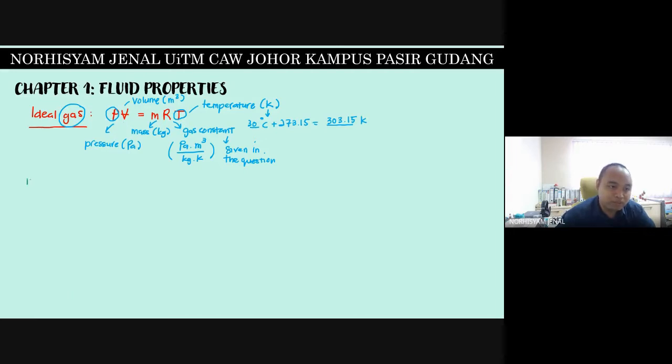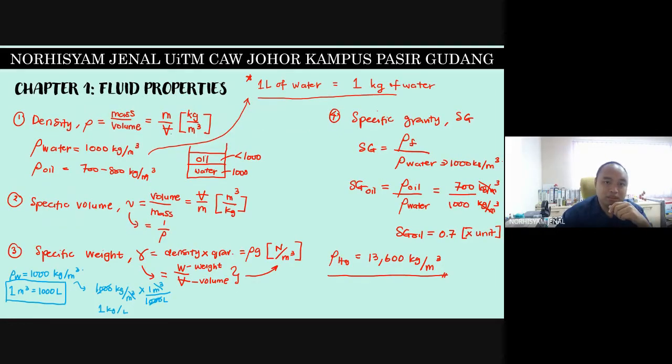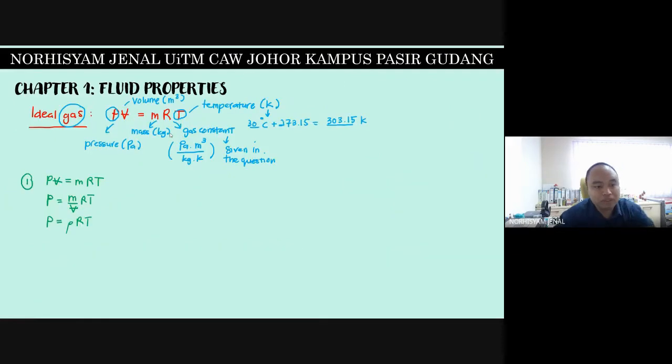Number one, if you have an ideal gas, for example PV equals mRT. If you rearrange the equation, P equals m over V, this is volume, times RT. So you will discover that it is equal to rho RT. The definition is here: density is equal to mass divided by volume. So if you want to find the density based on the ideal gas, it will become P over RT.